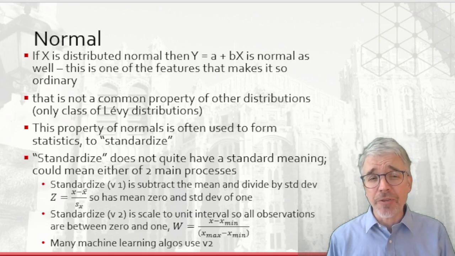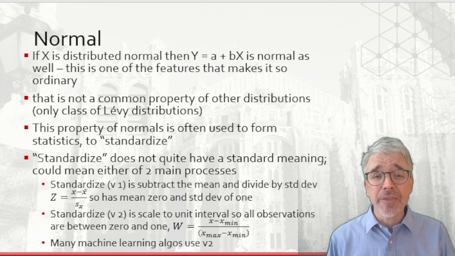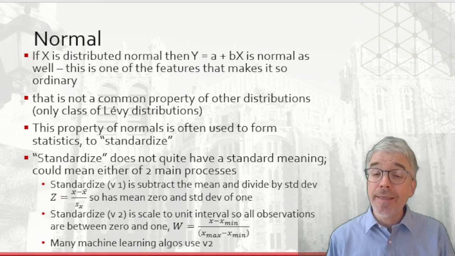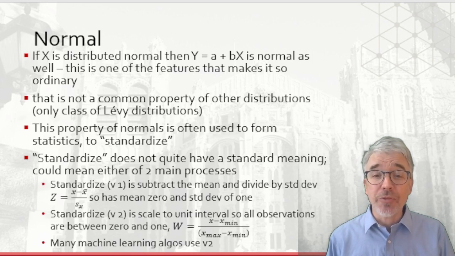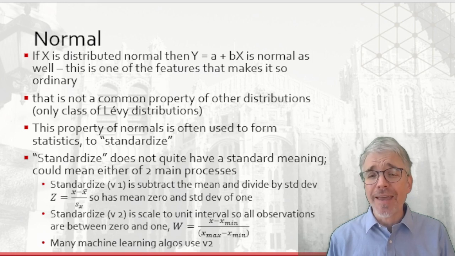Another meaning of standardization, we might call version 2, more common in machine learning algorithms. That version would scale everything to a unit interval, so all the observations are going to be squished between 0 and 1. That is again a linear transformation. Define w: take every value of x, subtract off the minimum, and divide that whole thing by the difference between the max and the min. Both z and w are going to have a normal distribution, as long as the underlying x's have a normal distribution.